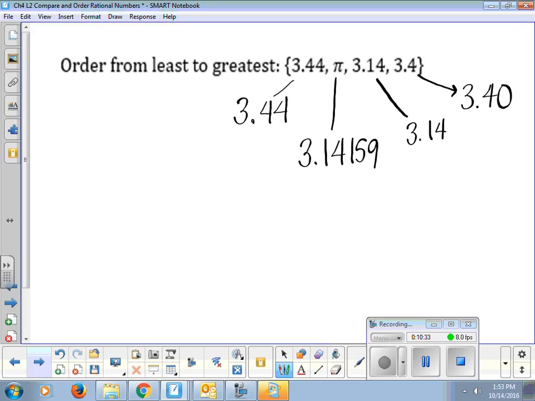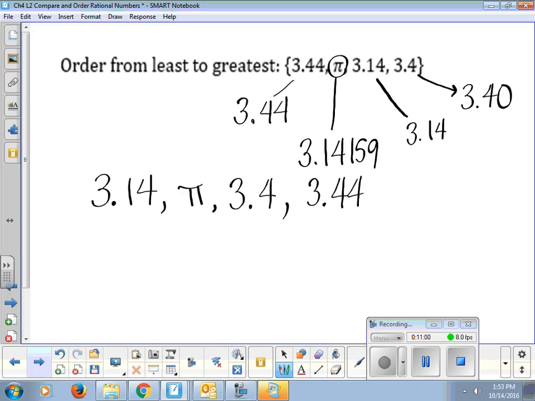Out of these, which one is our smallest number? 3.14. What about our next smallest? 3.14159. Yep, so that was pi, so I'm going to label that one with pi. After that, what's our next smallest number? 3.4. And our biggest number was what? 3.44. So we ordered these, we put them in order from least to greatest. 3.14 is our smallest value, and they increase until we get to the biggest value that we had, which is 3.44.